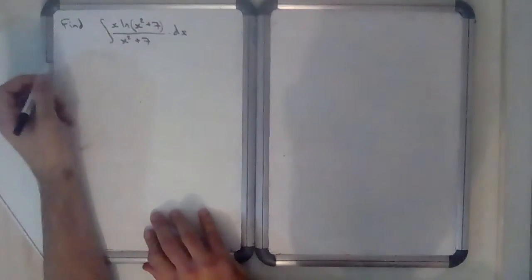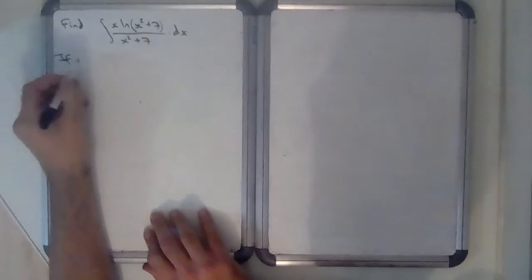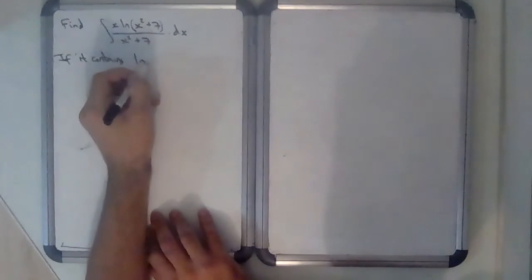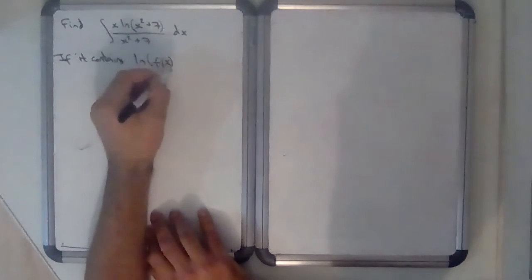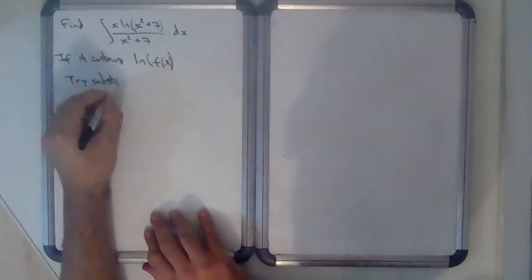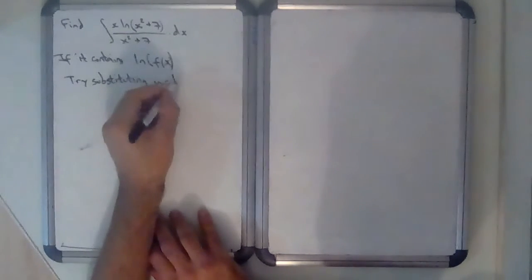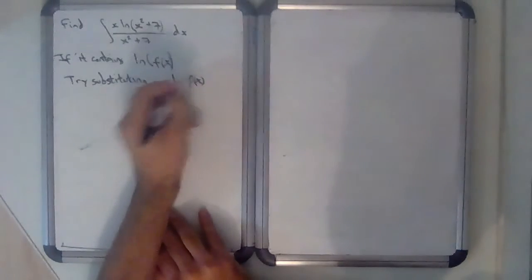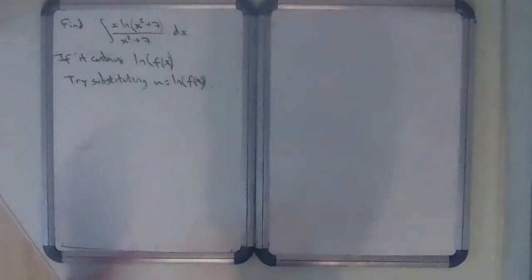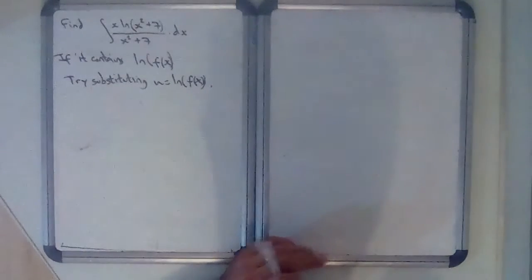If the thing you're trying to integrate contains ln of some kind of f of x, try substituting u equals ln of f of x. So we're not just going to make u the x squared plus 7, we're going to make u the ln of x squared plus 7, because that should be a nice derivative that should help us to make it look a lot nicer.